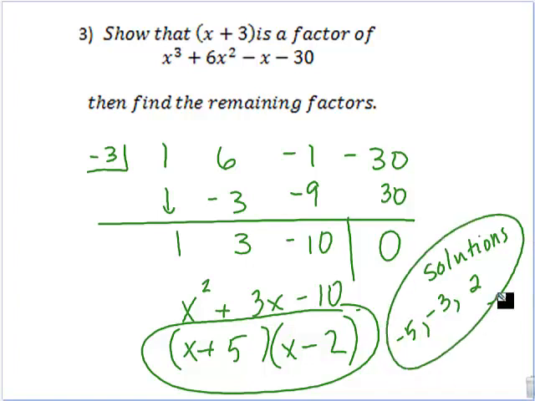Do they always look the same? Well, if we want x plus 5 to equal 0, we'd have to subtract the 5 over, so that's why the sign is opposite. Yeah, so these are our remaining factors. These are the resulting factors, and these would be the solutions.